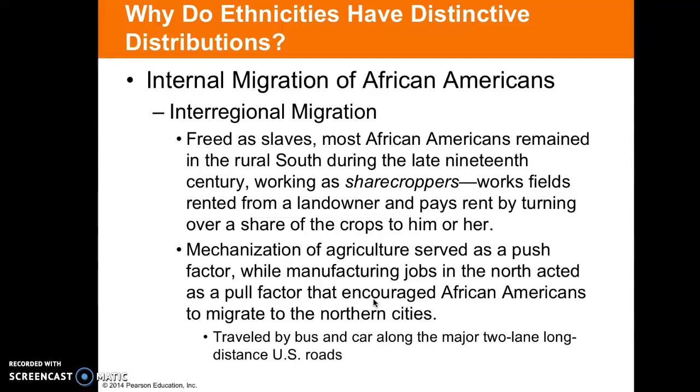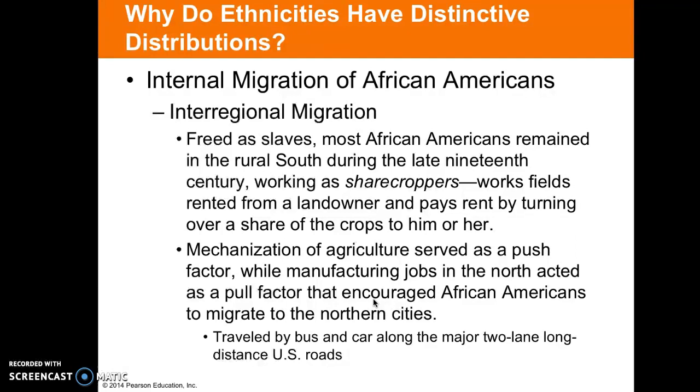It was maybe impossible to get out of your deal, because you wouldn't have had anywhere to go, and you would have turned over a majority of your crops to the landowner, so you would have had enough to feed yourself, but usually not enough to sell and make a profit. So it was not ideal, right? It was a pretty crappy system. And that, combined with the mechanization of agriculture, served as a push factor.